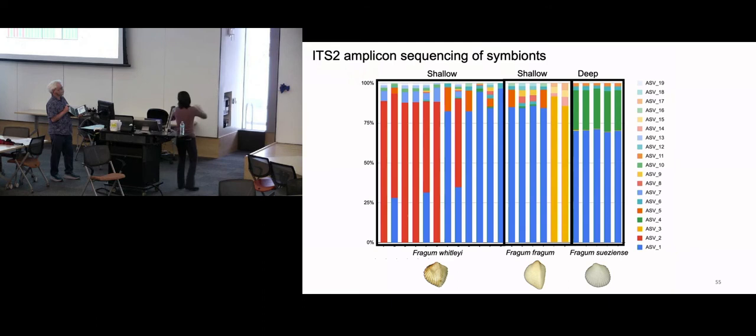But it's kind of interesting. I mean, none of them are monotypic, right? They all have two strains and the compositions are similar. Almost exactly the same ratio. How do they do that?